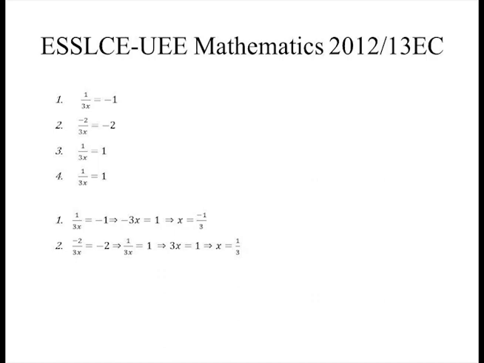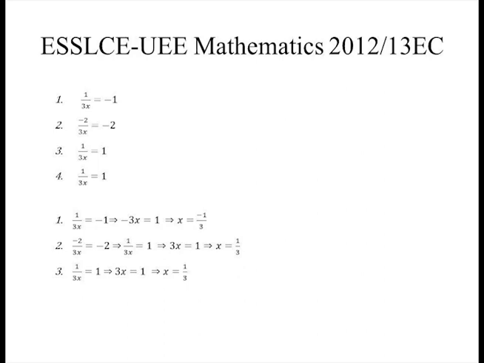In equation 3 and equation 4, they are similar equations. 1 over 3x is equal to 1. This implies 3x is equal to 1. Dividing both sides by 3, we will find x is equal to 1 over 3. In alternative 1, we find negative 1 over 3 as a solution, and in the rest of the 3 alternatives, we find x is equal to 1 over 3 as a solution.